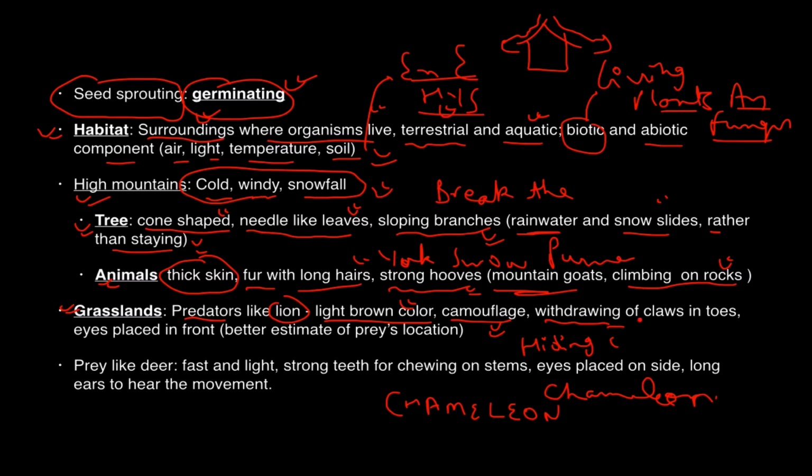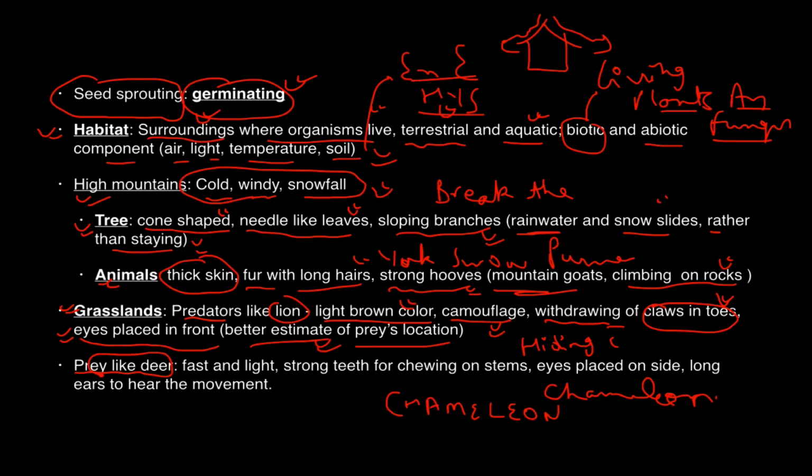Now, predators withdraw the claws in their toes so that the paws can be pressed down softly, so that prey do not know that they are coming. They can walk without making much noise. Now eyes are placed in front. Even in human beings or other predators, you will see that eyes are always placed in front, so they can concentrate and focus on the prey's location. They have a perfect estimate of the prey's location.